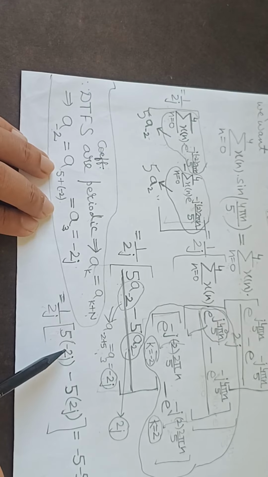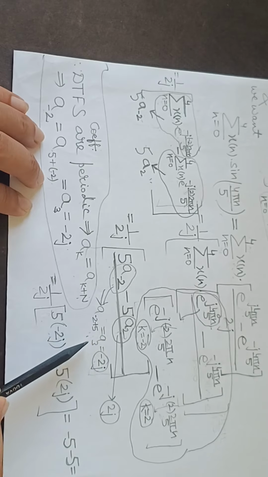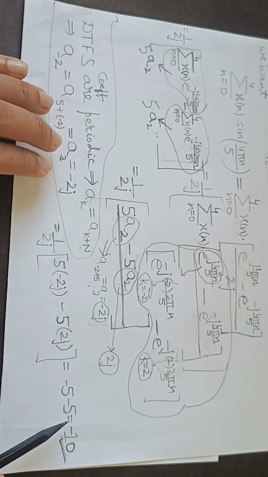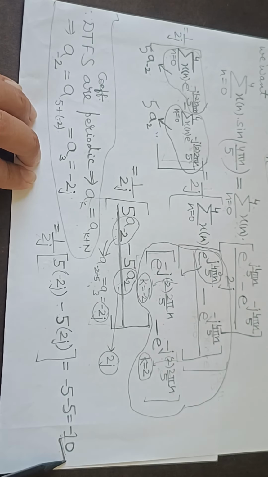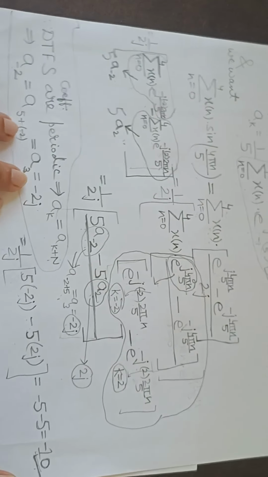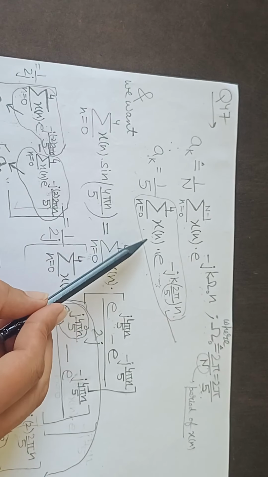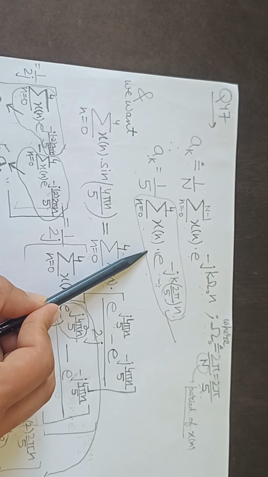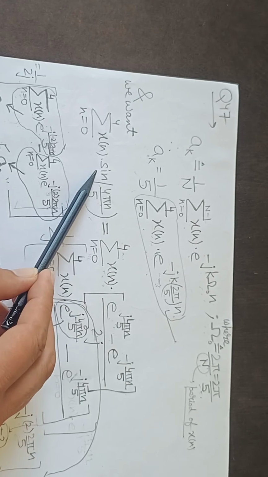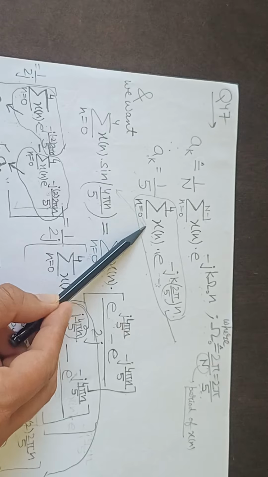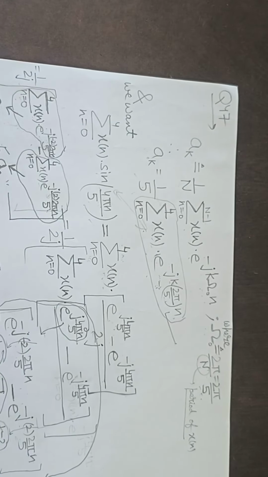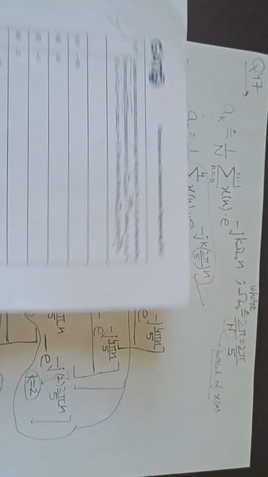So 1 upon 2j, 5 times minus 2j minus 5 times a2 value, which is 2j. So basically it is minus 10. Okay, so the final answer is minus 10. So we just need to convert the discrete time Fourier series coefficient formula into this. We just need to relate them, and it's done. Okay. So again a formula based question.